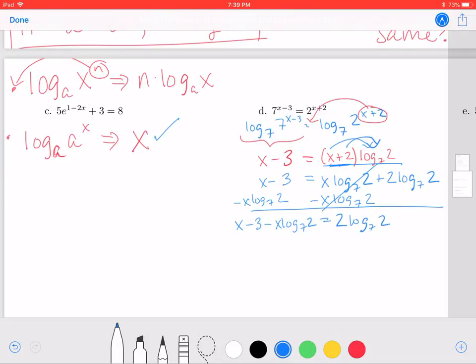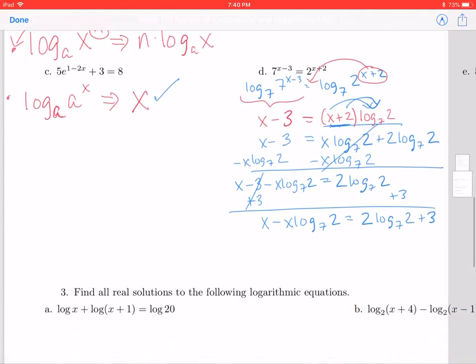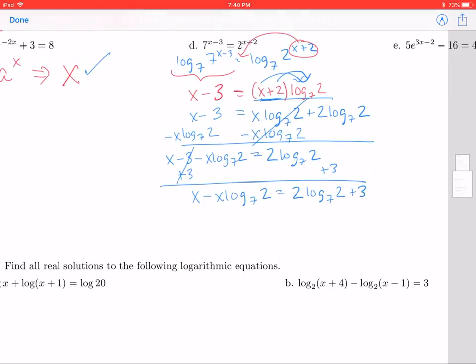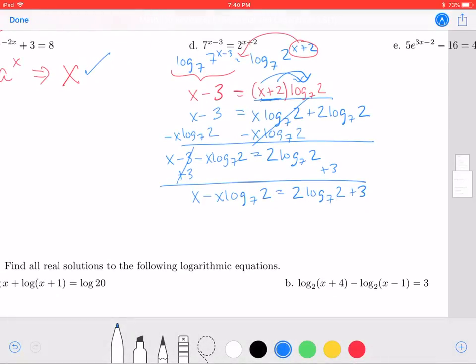Okay, I got my x terms together, but I still have this minus 3 in the middle. So I'm going to move it to the right by adding it to both sides. So the left just becomes x minus x times log base 7 of 2. And on the right, I have 2 times log base 7 of 2 plus 3. Okay, not done yet. Gonna keep going. Keep doing some more algebra.